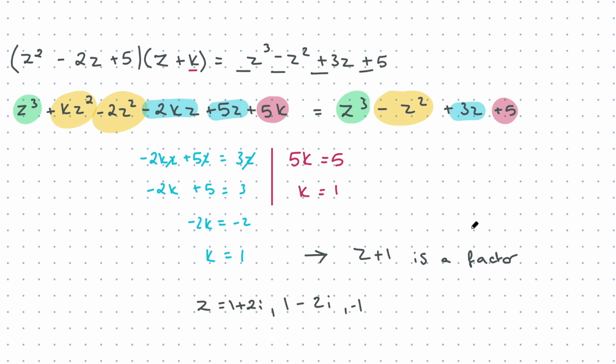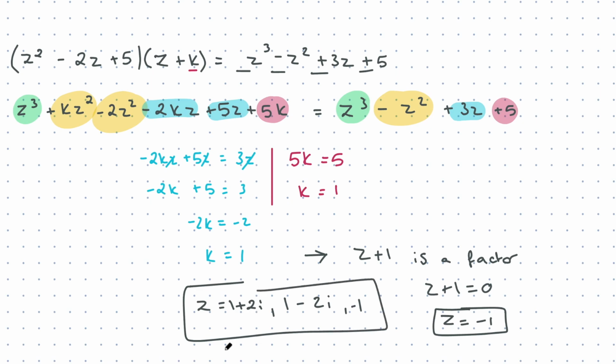That's why I should have done this step. z plus 1 is a factor, therefore z plus 1 equals 0 is our little equation, and then we have z is equal to minus 1. So watch out for that. I made that mistake because I tried to wrap it up too quickly. Make sure you take the time to do this last step and you get out the factors correctly.